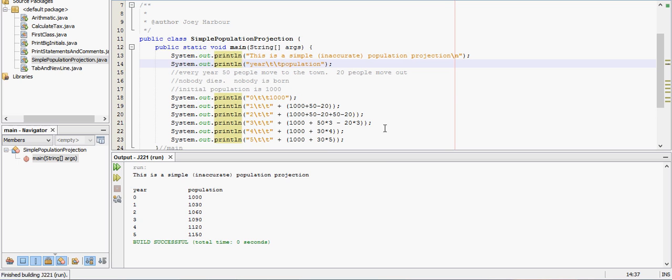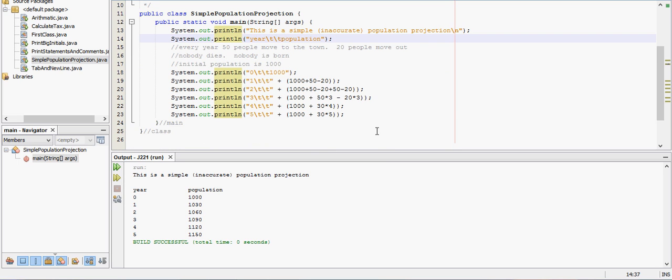That looks good. Anyways, we will go into more depth about how to do a more accurate population chart later, taking into account that so many people are born every year, a certain percentage are born. This will get a lot more complicated later on. But for now, that's all we need to do.